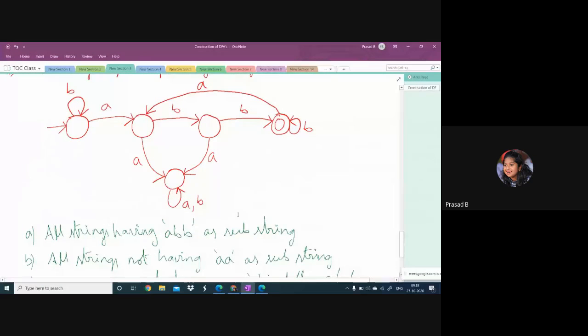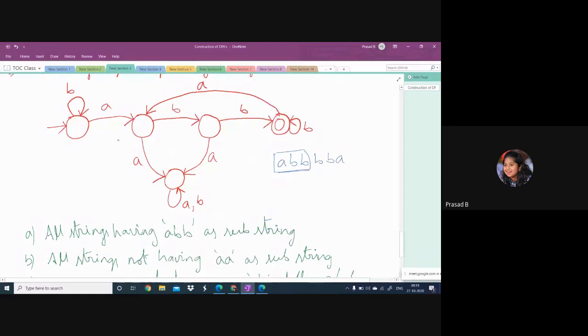First one: all strings having ABB as substring. Is this correct or not? Let me check. The smallest such string is ABB. Is the machine accepting ABB? Yes, and again it becomes yes. If A comes, from the final state we come to this state on A. So this string has ABB as substring, and it must be accepted as per the first option.